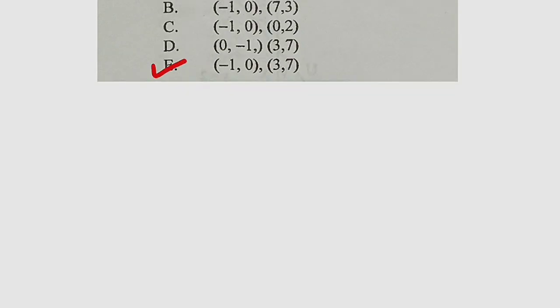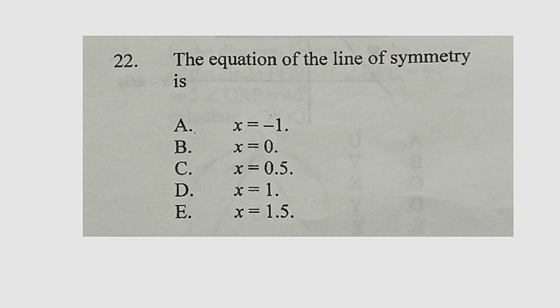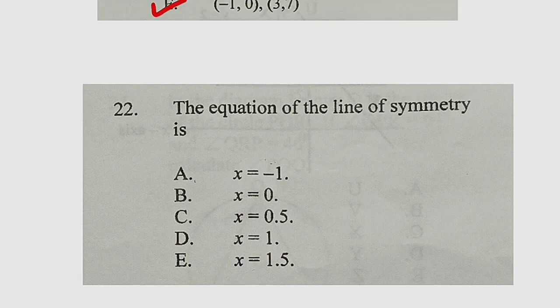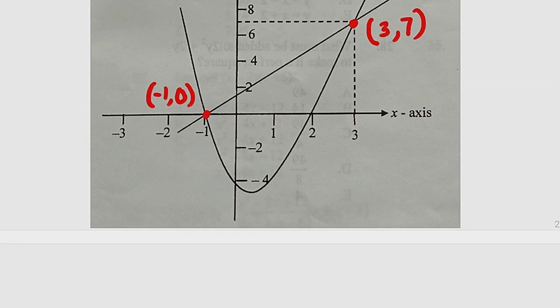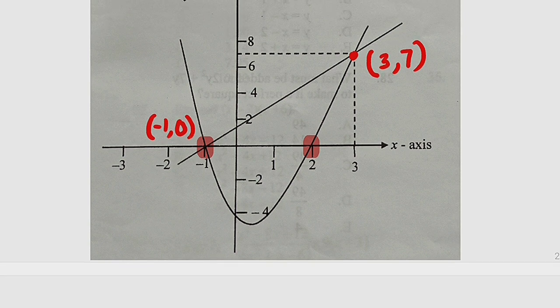Let's go to question number 22. Question number 22 reads, the equation of the line of symmetry is, what is a line of symmetry? A line of symmetry is a line that divides the curve into two equal parts. And we are talking about a quadratic curve. So to find the line of symmetry, you need to take the roots, add them together and divide by 2. We have a root here and we have another root here, -1 and 2. The points where the curve crosses the x-axis are said to be the roots.